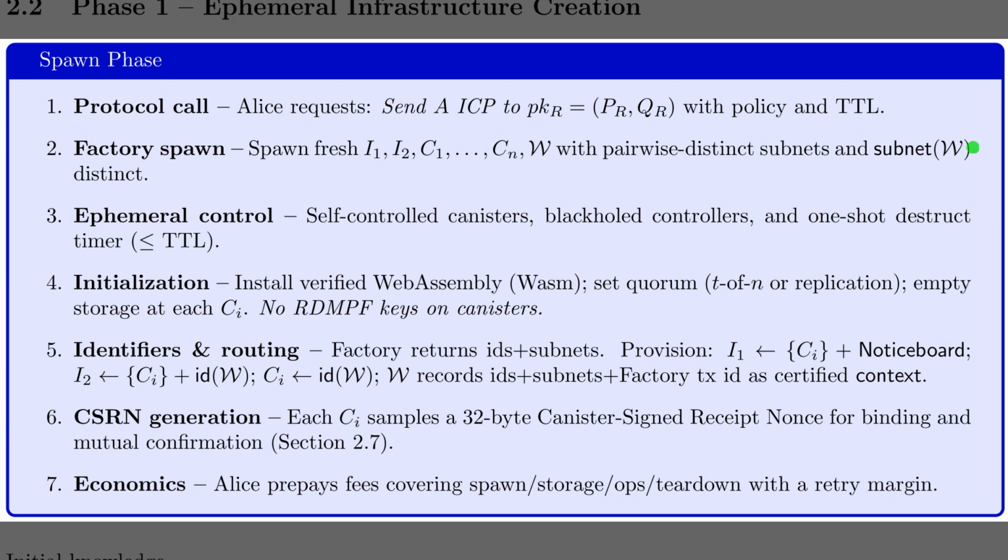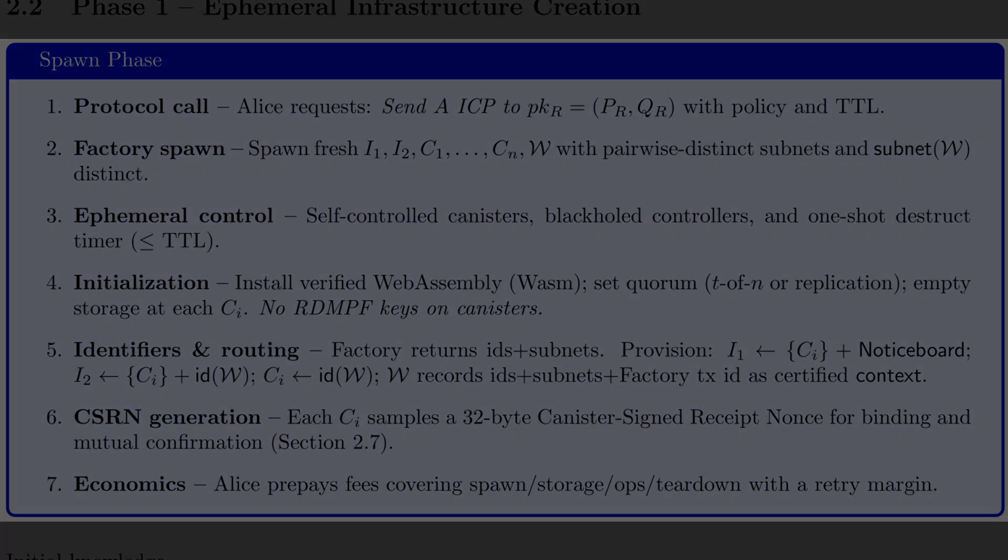So, once the keys are ready, the protocol enters the spawn phase, shown here. It starts with step 1, where Alice officially requests the transfer. Crucially, in step 2, the factory spawns a completely fresh set of canisters, including intermediaries I1 and I2, and a witness W, specifically for this single transaction. Then, step 3 enforces security by making these canisters self-controlled and setting a mandatory destruction timer, ensuring nothing persists.